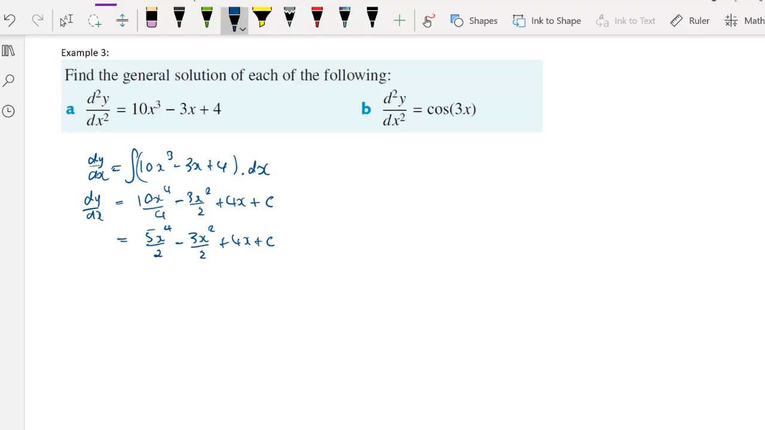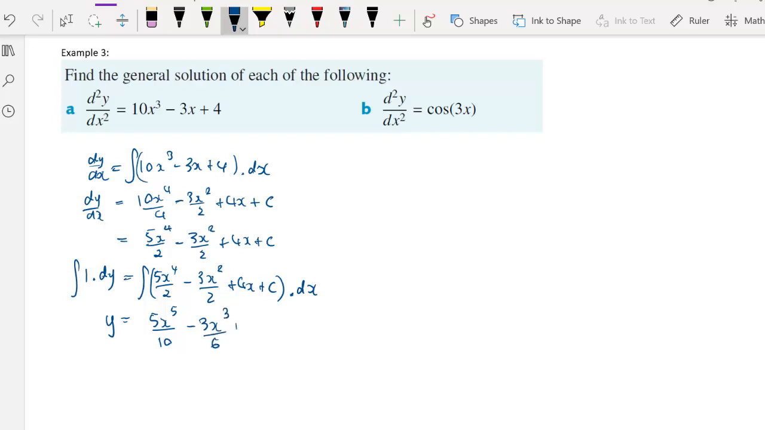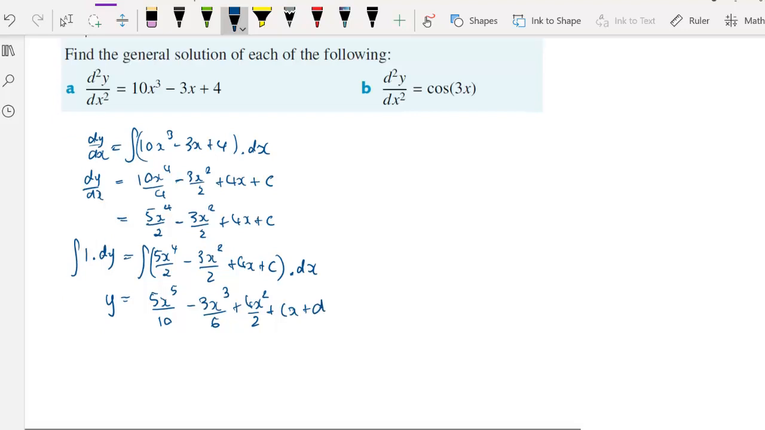If we want to find y, we end up with 1 dy when we separate this differential, and the integral of 5x to the power of 4 on 2, take 3x squared on 2 plus 4x plus c with respect to x. So we've got our y. This becomes 5x to the power of 5 on 10. We have 3x to the power of 3 on 6. We have 4x squared on 2, we have 6x, and then we've got to add in an extra constant, which will be d.